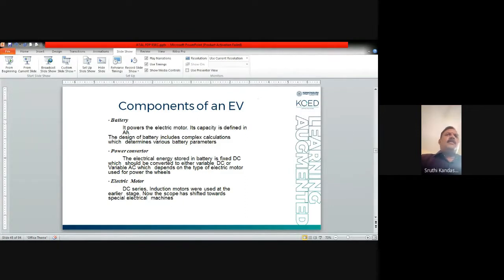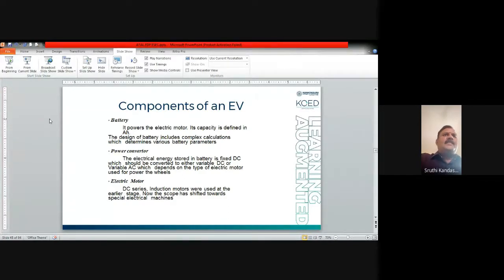These are the components of an EV: battery, power converters, and electric motors. In each and every category a lot of research is going on. Fast charging of batteries, long life of batteries, and maintenance-free batteries are available in the market. So research is going on in these areas. Those who are not registered for a PhD can concentrate on the battery management system in a vehicle. We can have wide opportunities.